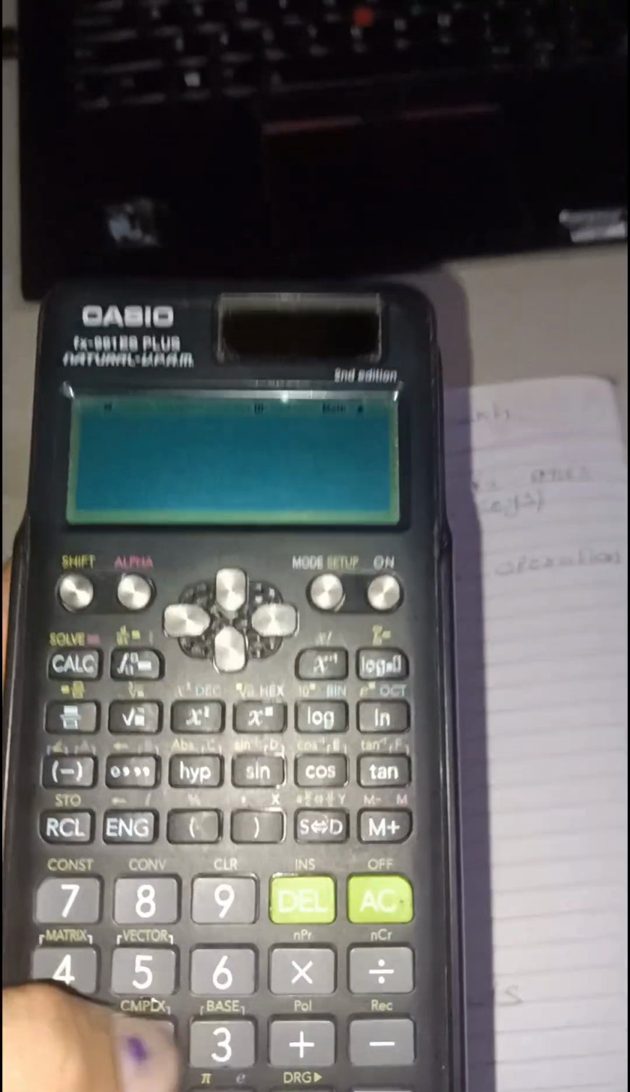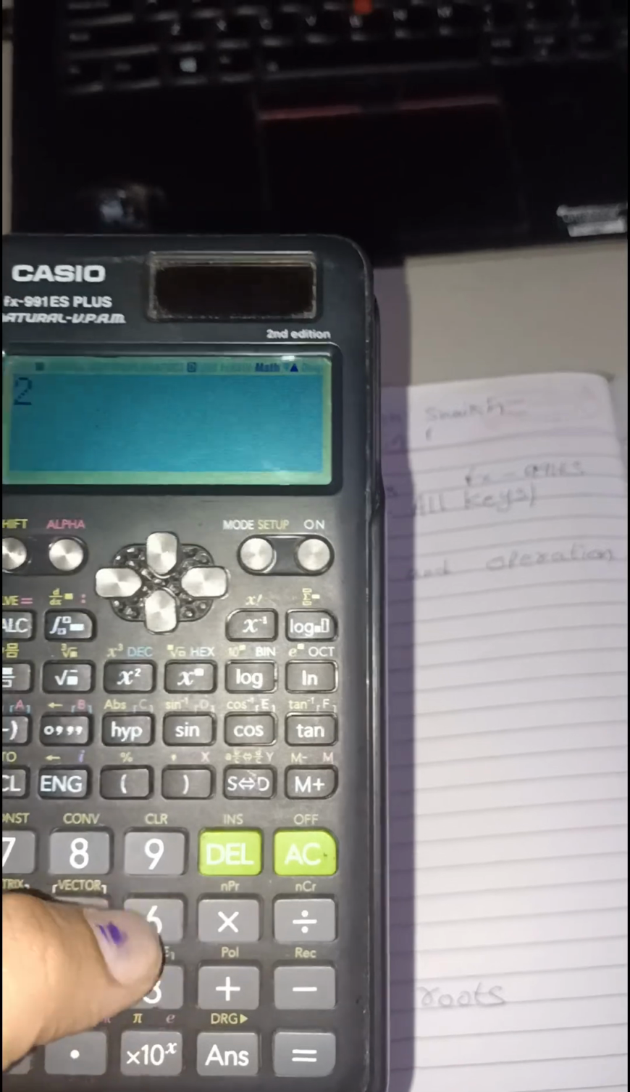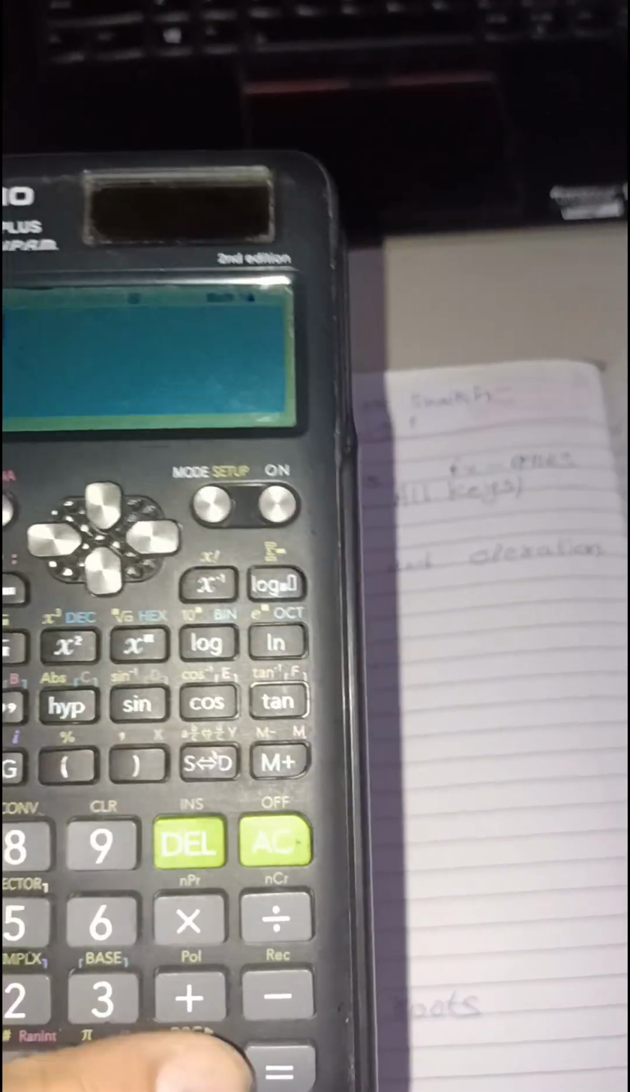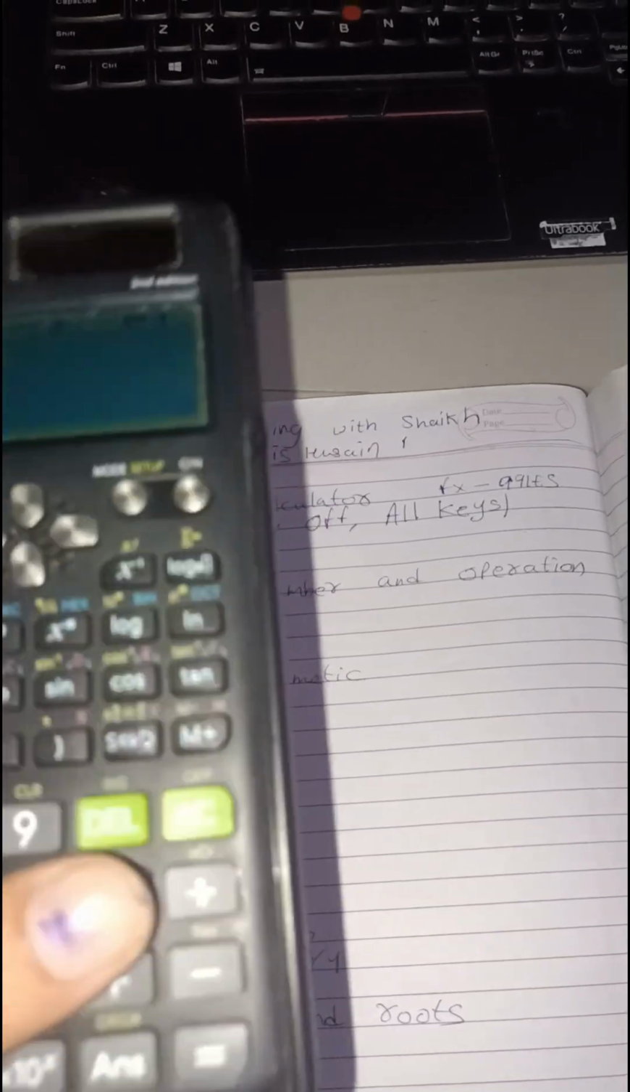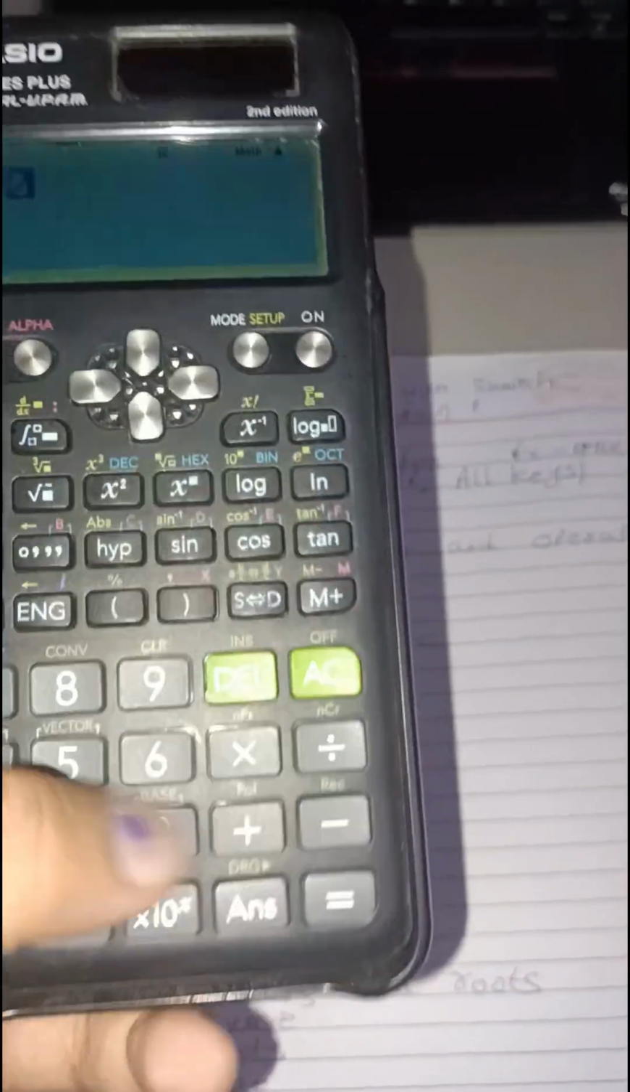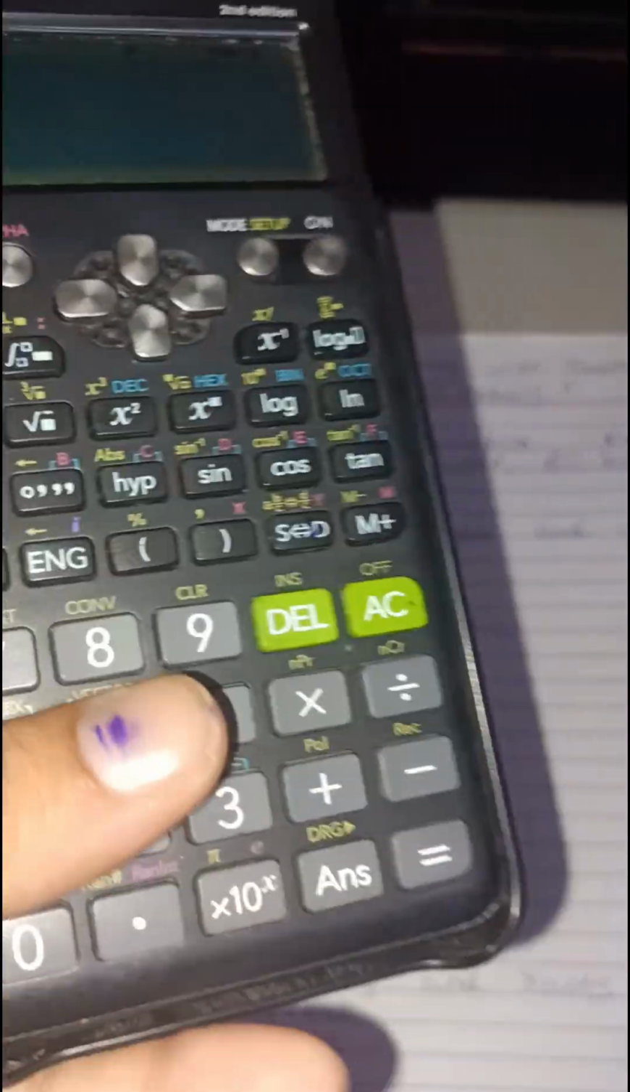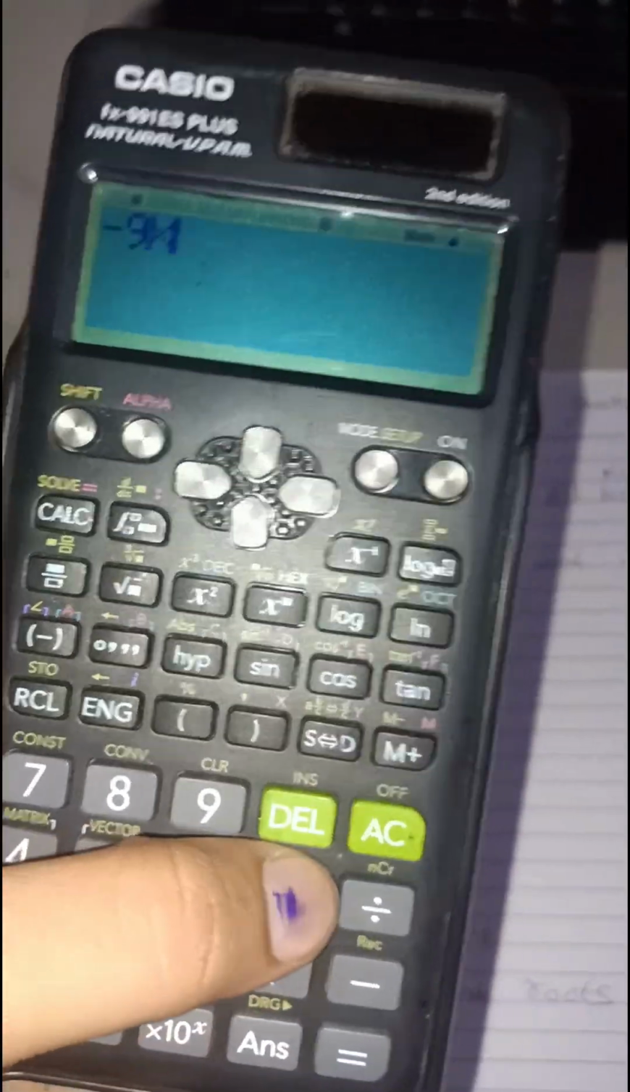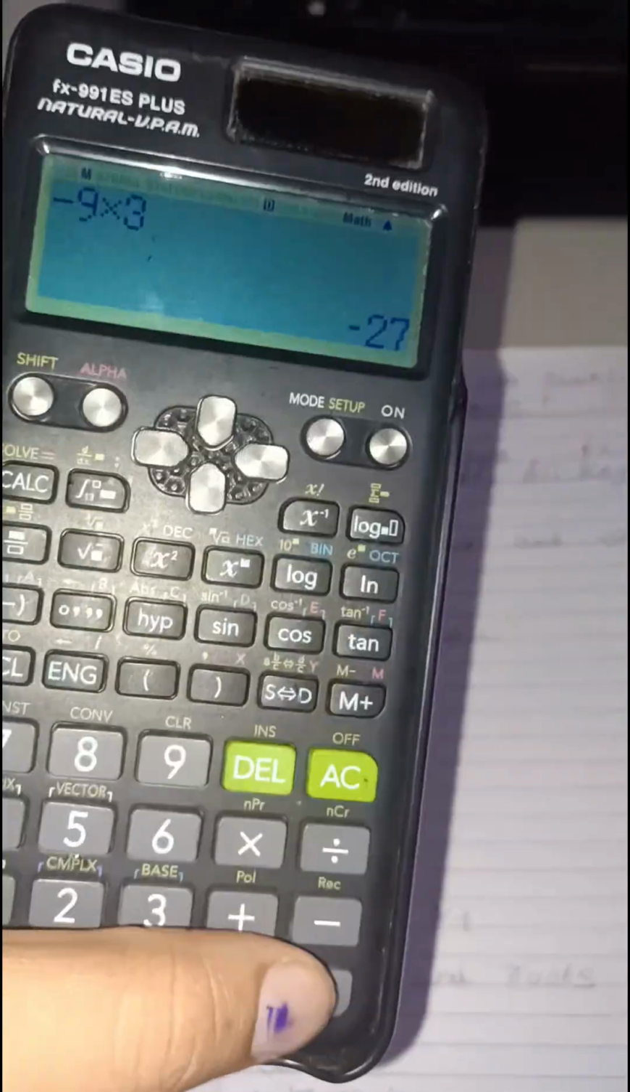Another, multiplication and division: 2 times 2 equals 4, and 2 divided by 2 is 1. Okay, and if you want negative numbers, then click minus: minus 9 times 3, we get minus 27, and that is right.